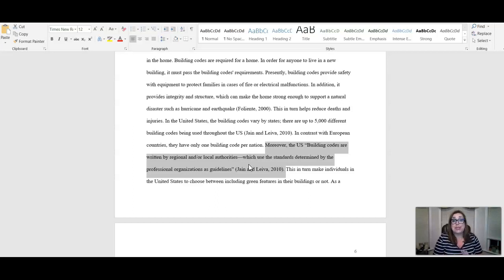Too many of you are doing lazy writing and you're just plopping quotes all over the place and expecting me as the reader to figure out what it means. You have to add context to the quote in relation to the rest of the paragraph. So this is an example. He did a little transition word here. Moreover, the U.S. building codes, and he really probably should not have capitalized that, but the U.S. building codes are written by regional and local authorities, which use the standards determined by the professional organizations as guidelines. And then he's given me the authors and the date.